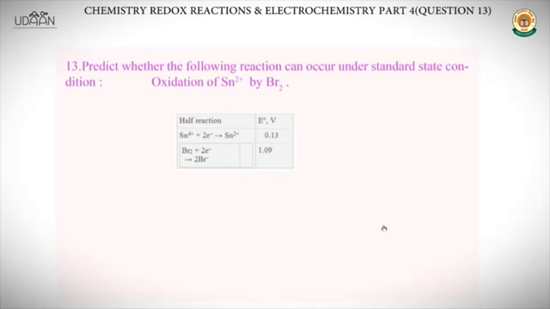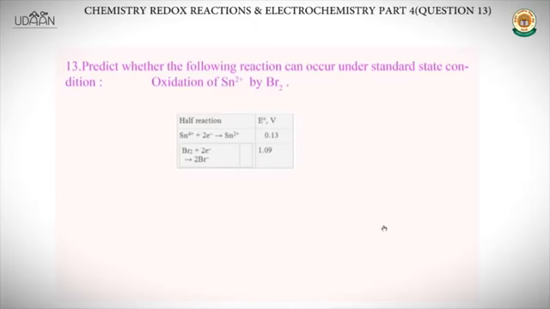Alright, so we move on to question 13, where we come back to the concept of the spontaneity of reactions and the Gibbs free energy. The question asks, predict whether the following reaction can occur under standard state conditions, the reaction being the oxidation of Sn2+ by Br2. The half reactions are given: Sn4+ plus 2 electrons gives Sn2+, Br2 plus 2e- gives 2Br-, and the corresponding E0 cell values are also given. So Tushar, will you please take us through this question?